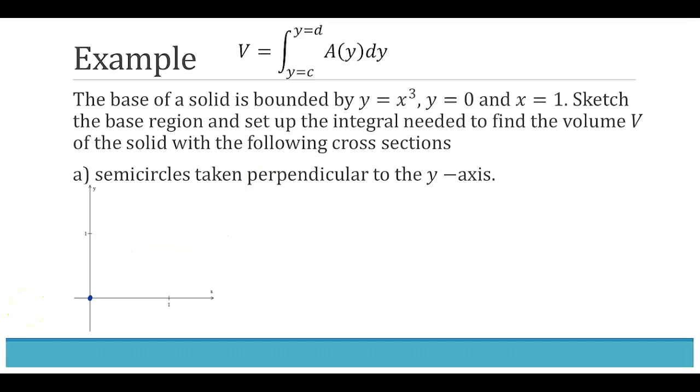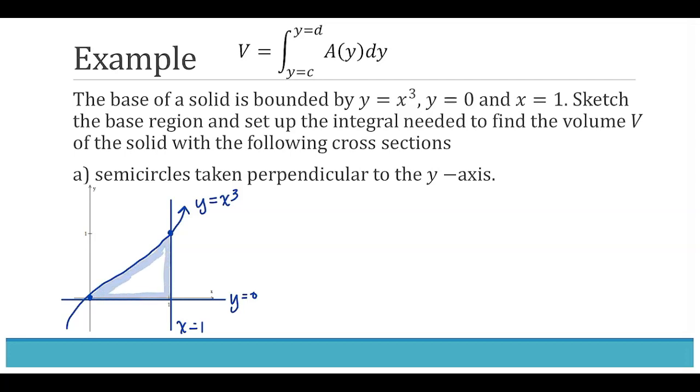So y equals x cubed passes through (0, 0) and (1, 1), and has this general shape. So I have y equals x cubed. Y equals 0 is simply the x-axis. And then x equals 1 is a vertical line at 1. So I have x equals 1. So this right here is my base region.